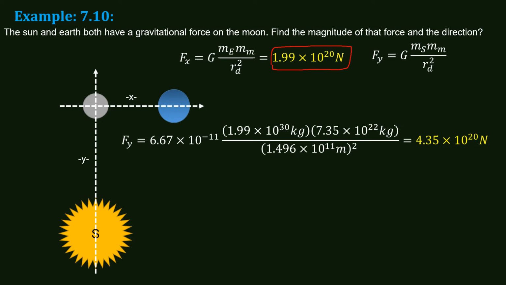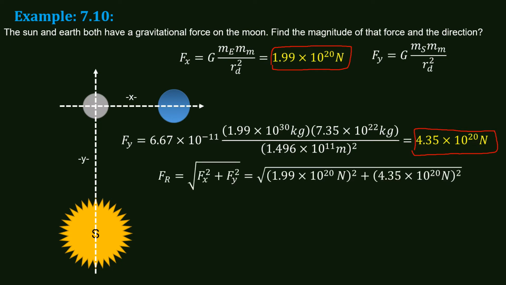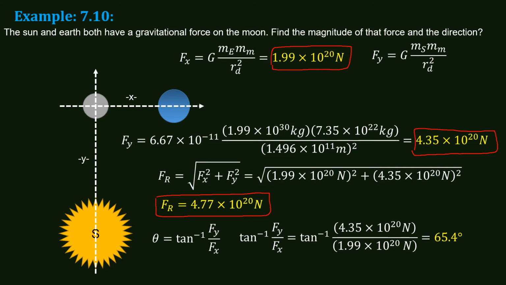And we plug those values in, and we get 4.35 times 10 to the 20th newtons. Now we just need to find the magnitude, which is the square root of the sum of squares, which comes out to our resultant force on the moon of 4.77 times 10 to the 20th. And of course, to find the angle, we'll use the inverse tangent. Plug those values in, and we get 65.4 degrees.